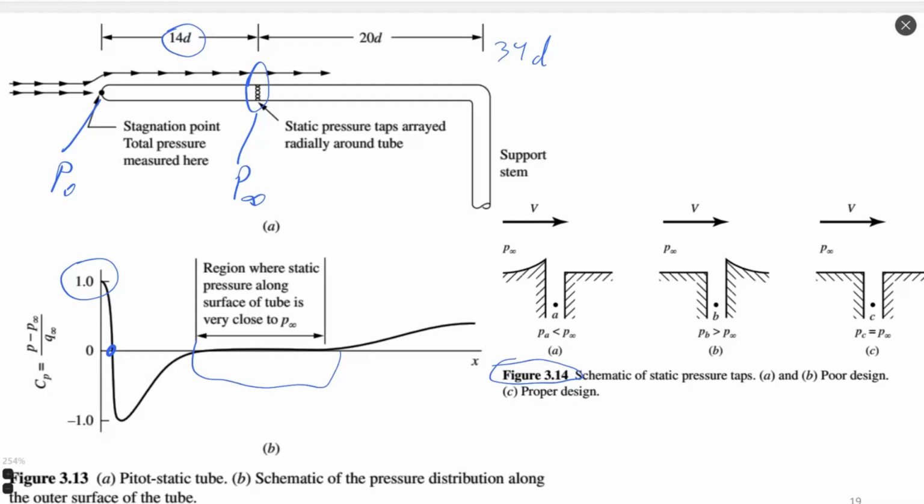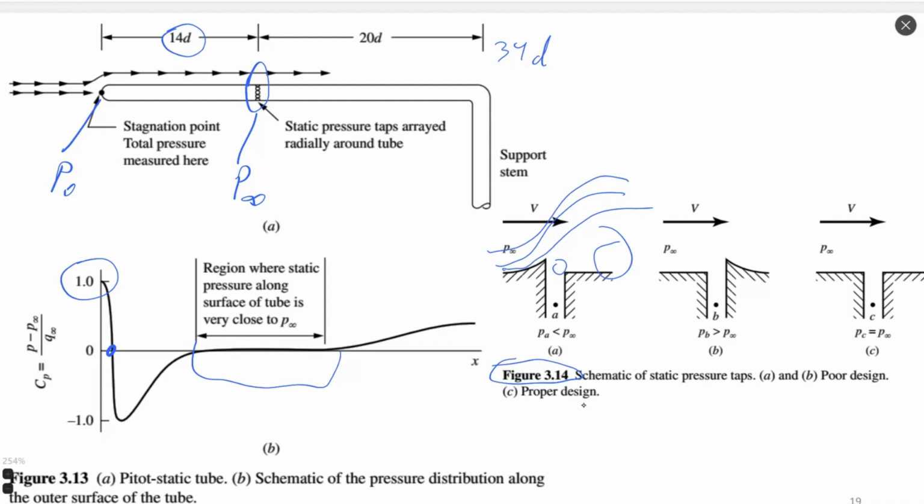It could be a good design, a proper design, figure C, or it could be a poor design, figure A and figure B. In case of figure A, since we have such a bad shape of orifice, flow goes around, right, like this, and it creates some recirculation zone and low pressure inside the orifice where we measure.